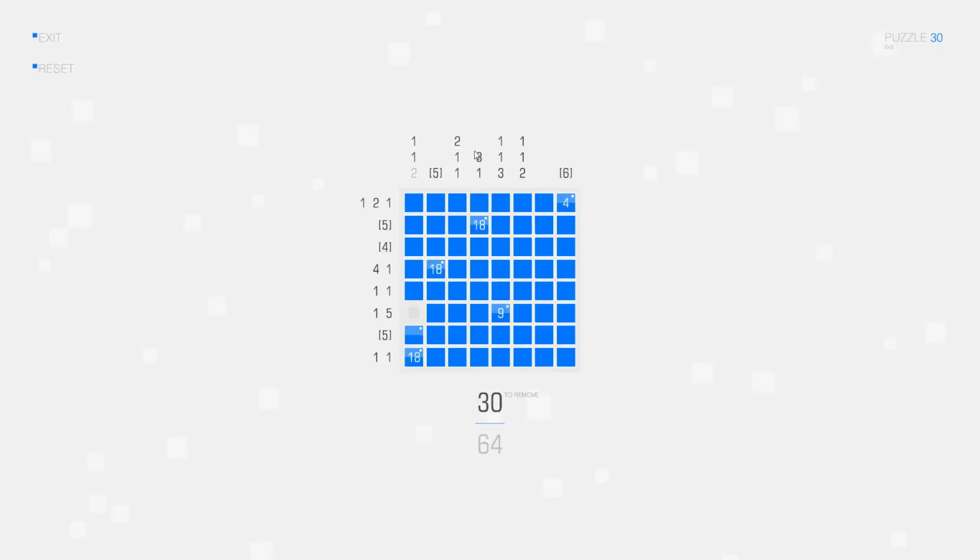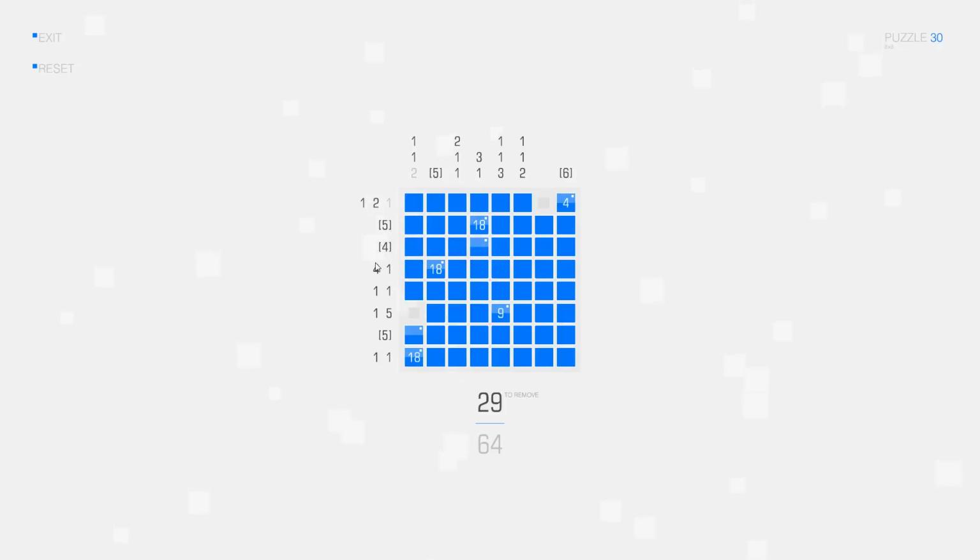That doesn't help. We have 3 squares connected at the top of this column, so I can mark this square also. We have 1, 1, 3 squares. No, I can't deduce anything here. 1, 1, 2. Also not here. In this row, I have one separate square at the end, so I can delete this square. We have 5 scattered squares here and 4 scattered squares here.